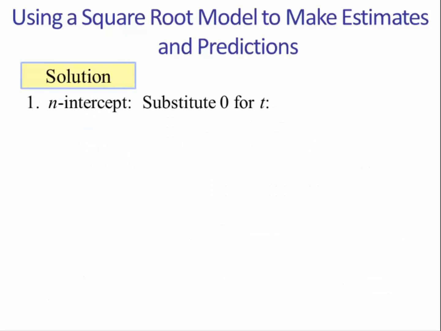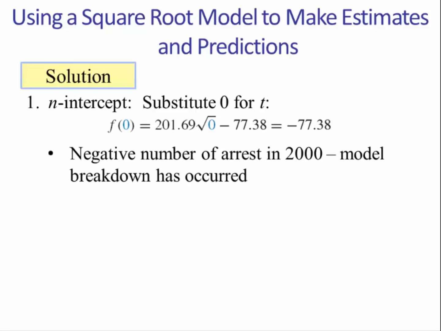We let t be 0 when we solve for n. So that's f of 0, which gives us a negative 77.38. So in the year 2000, according to the model, there's a negative number of arrests. And that doesn't make sense, so we have a model breakdown.